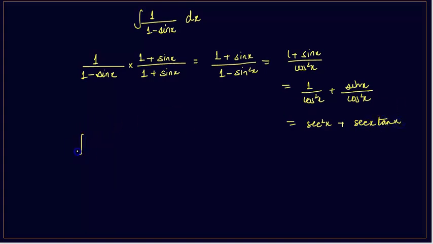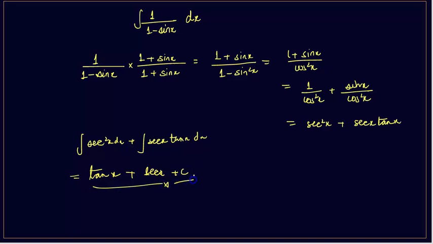So the whole value of integration of 1 upon 1 minus sin x can be written as integration of sec square x dx plus integration of sec x tan x dx. What is the integration of sec square x? You already know that it is equal to tan x, and integration of sec x tan x can be written as sec x plus c. So this is the answer that you will get.